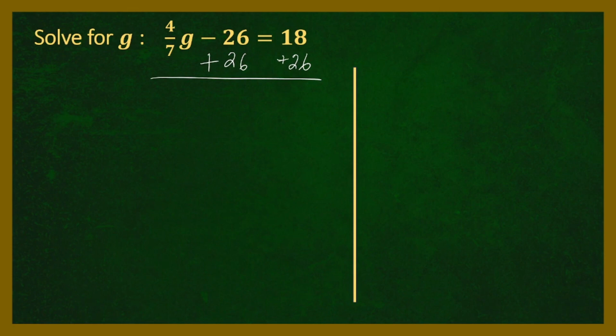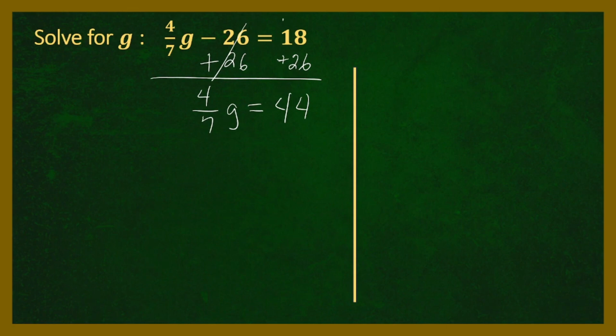And we're adding 26 in order to remove it from our left side. A negative 26 plus 26 is 0. And we're going to bring down our variable, 4/7 G is equal to, now we're going to add 26 to 18. So 8 and 6 is 14. 1 and 1 is 2 plus 2 is 4. So now we have 4/7 G is equal to 44.